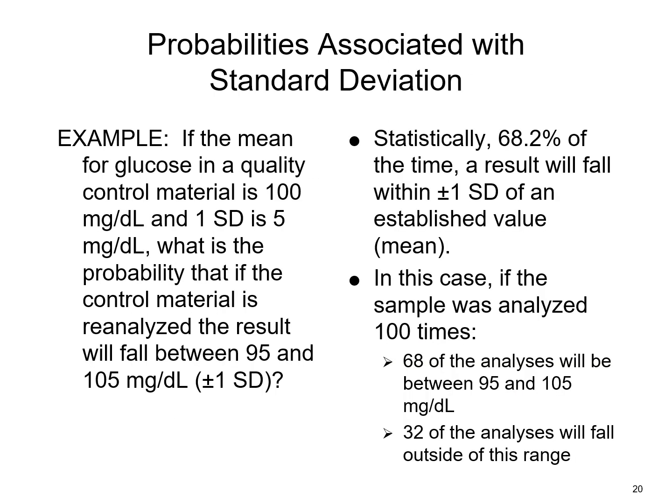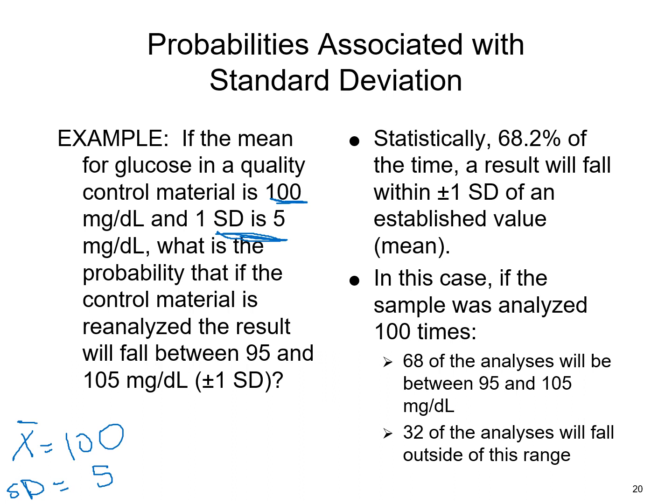So let's look at this a little bit of a different way. Let's take, for example, that we're analyzing a glucose quality control material, and the expected value or the mean for that particular material is considered to be 100 milligrams per deciliter, and one standard deviation is 5 milligrams per deciliter. So our mean is 100, and our standard deviation is 5.